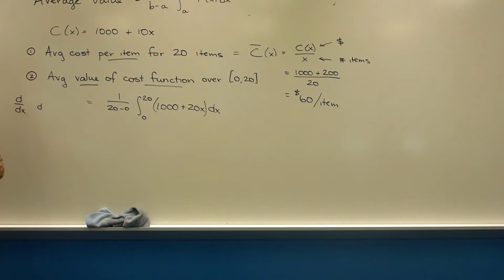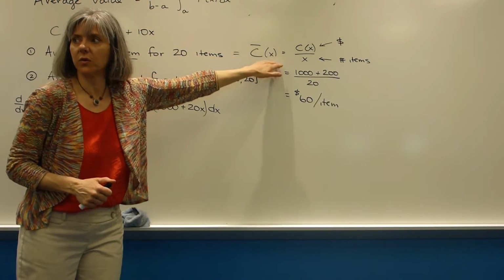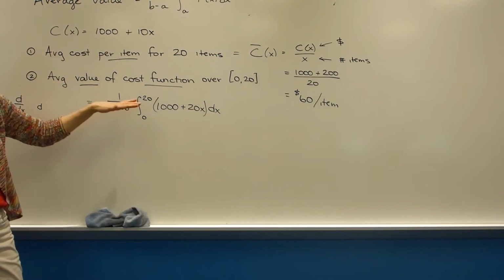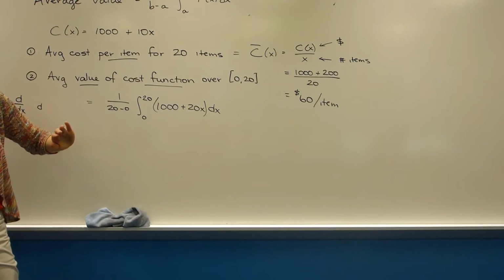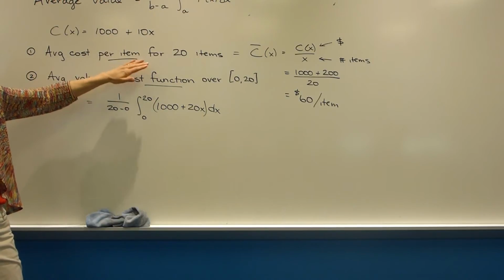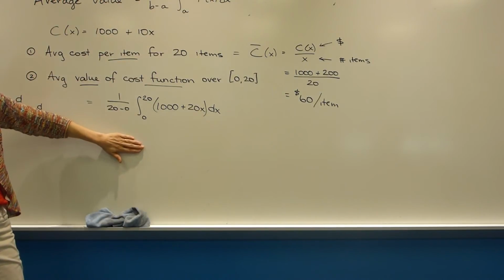crunch out those numbers. So per item is the C bar we've been doing for a while, and then average value of the function is an average total value. So which number is going to be bigger? The second one. The total cost is going to definitely be bigger than the per item cost. So you expect a smaller number here and a bigger number here.